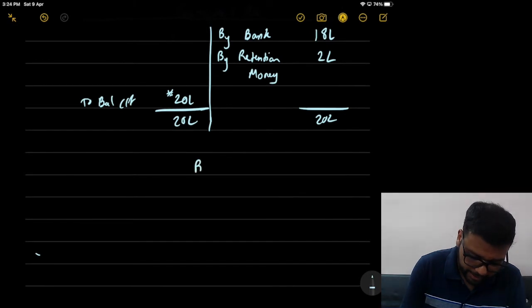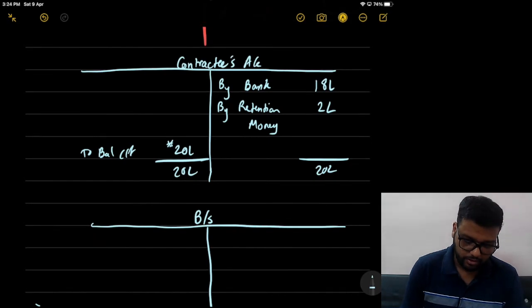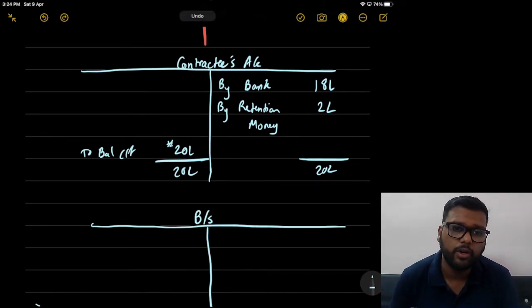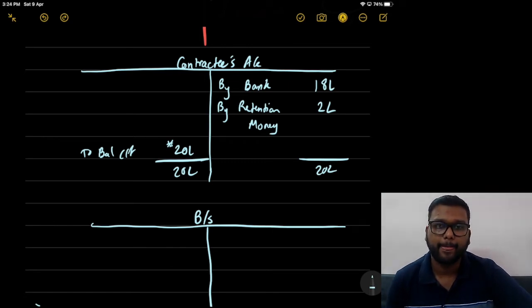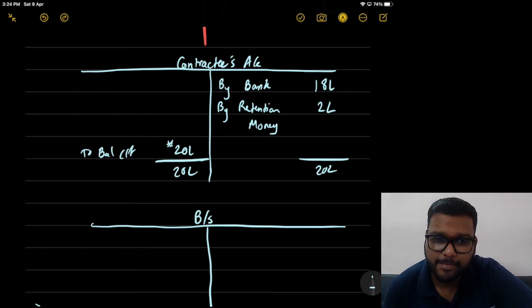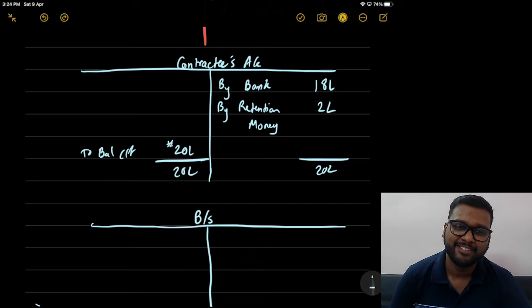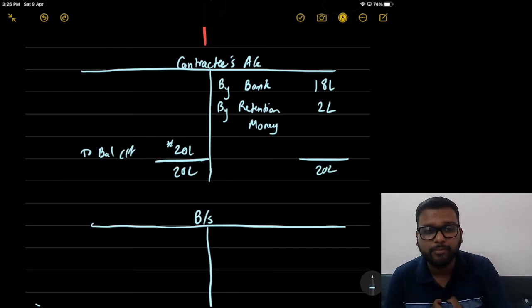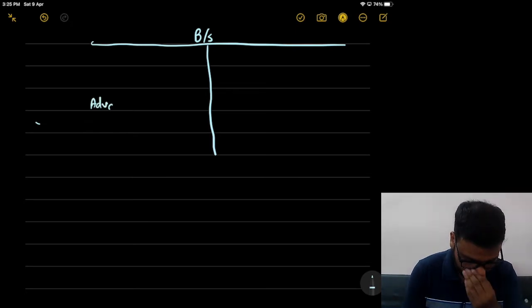And in our balance sheet, now this 20 lakhs, where will it be shown? Contractee's account. Asset? Where will it be shown? Liabilities, because that is a credit balance. We have received the amount from him, right? So we should show it as advance from contractee, correct? Yes, sir. Okay.